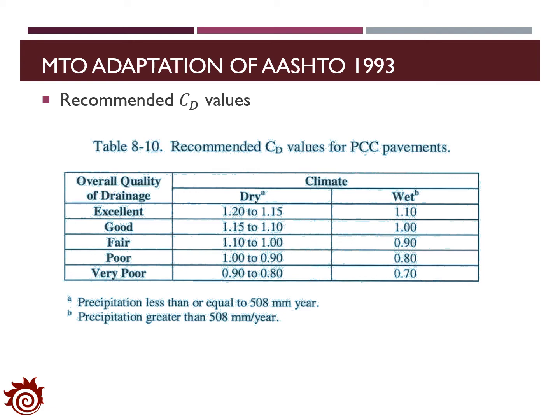In this table, you can see that when the drainage condition is excellent, then the coefficient will vary from 1.15 to 1.2 for the dry climate and 1.1 for the wet climate, while for the very poor drainage condition, the coefficient varies from 0.8 to 0.9 for the dry climate and 0.7 for the wet climate.